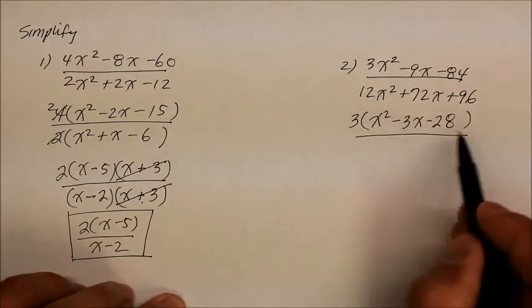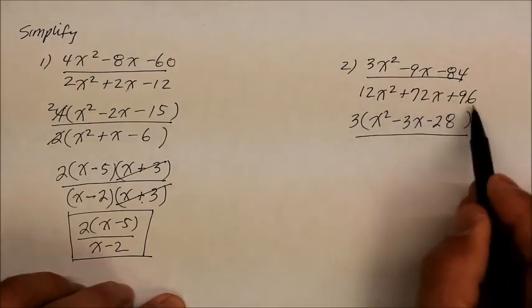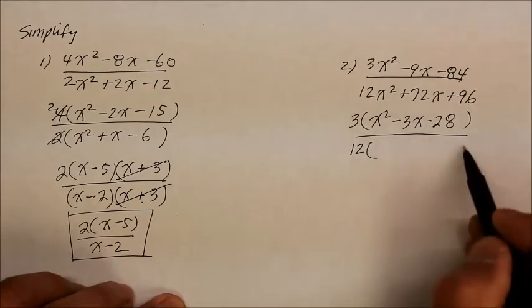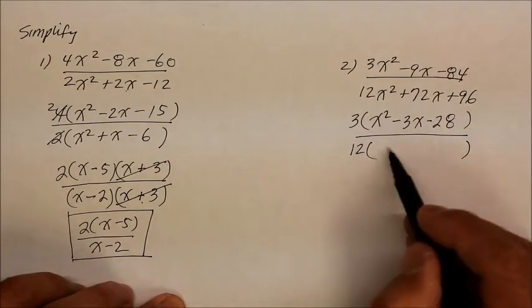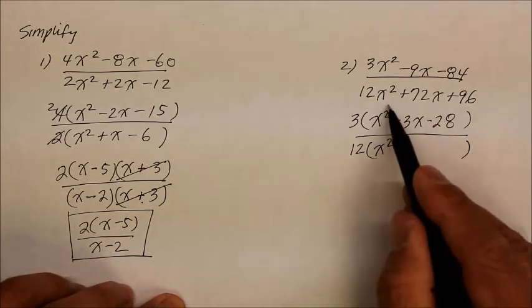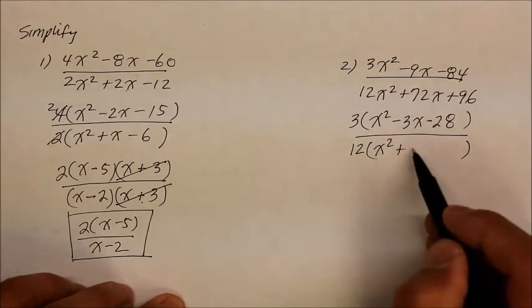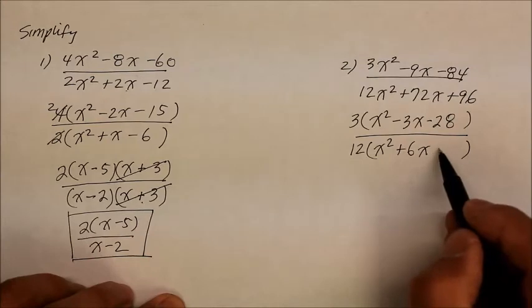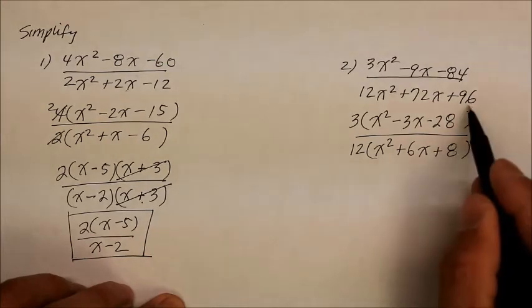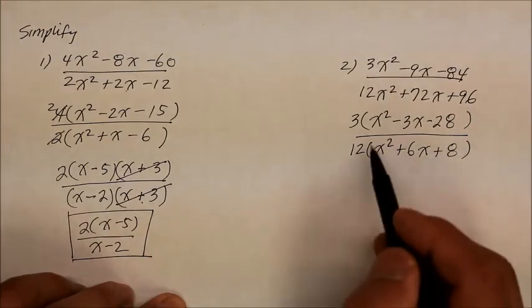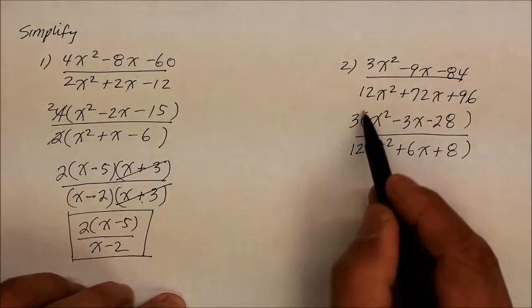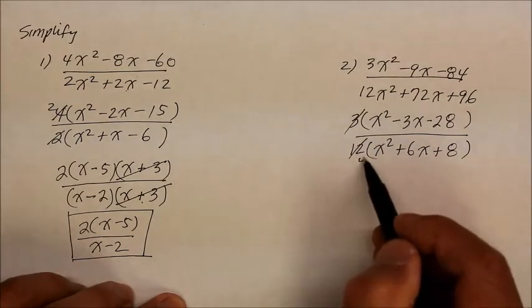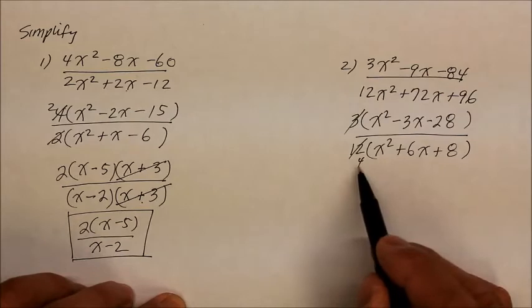On the bottom, the common factor is 12, so divide that out. 12 times x squared is 12x squared. 12 times 6x gives me 72x. And 12 times, I believe, 8 gives me 96. Whatever coefficient remains, I simplify those out. 3 goes into 12 4 times. That's going to be part of my answer.